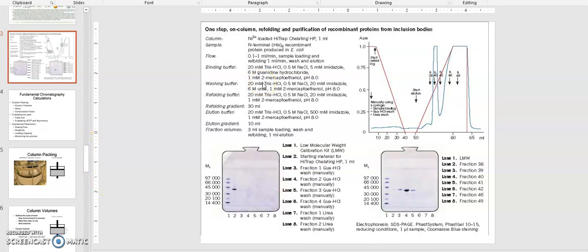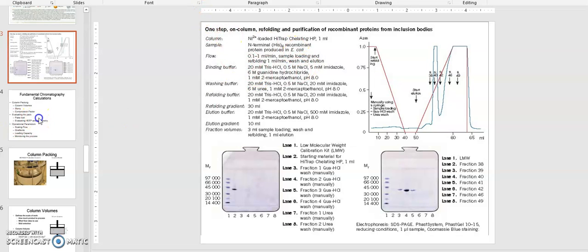So again, understand what those tags are. We talked about 2 different tags, right? GST tag and 6 histidine tags. Understand what benefits they provide. They provide the benefit of what? By tagging your protein, you can purify your fusion protein over an affinity column. So you can purify your protein very efficiently. That is the main benefit.